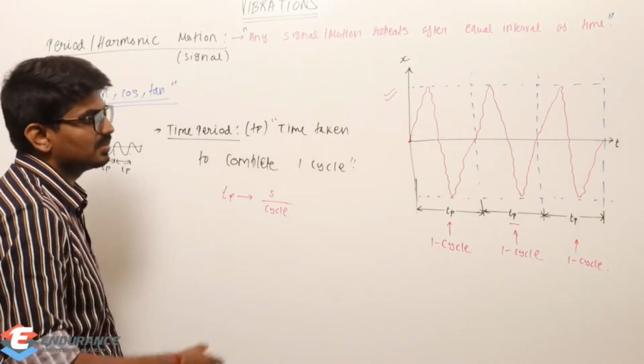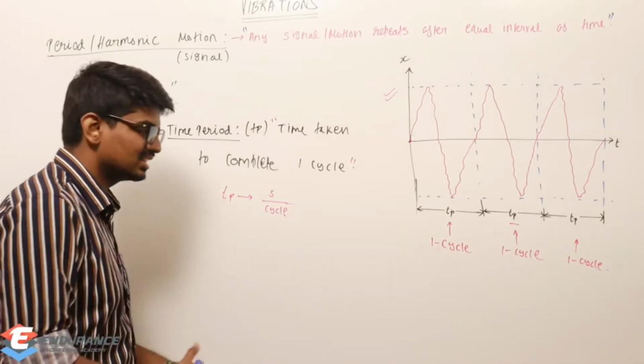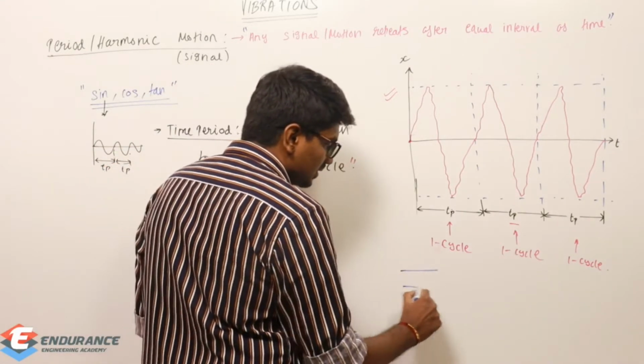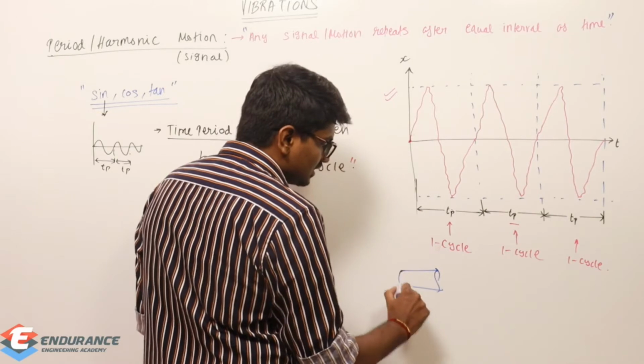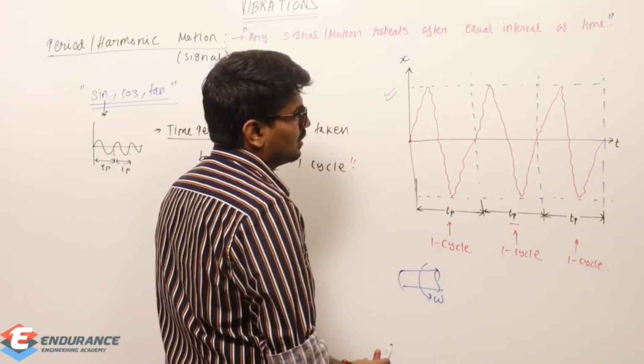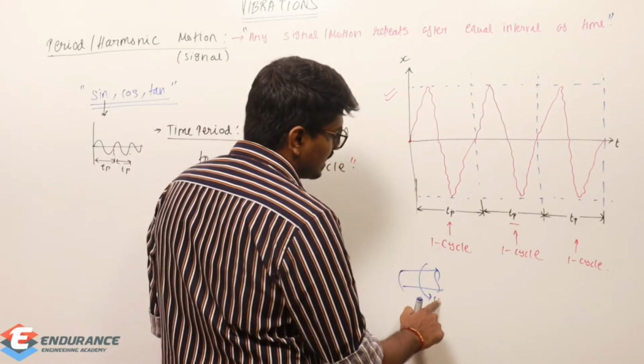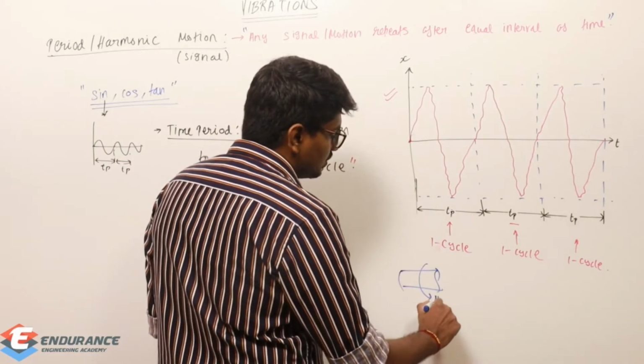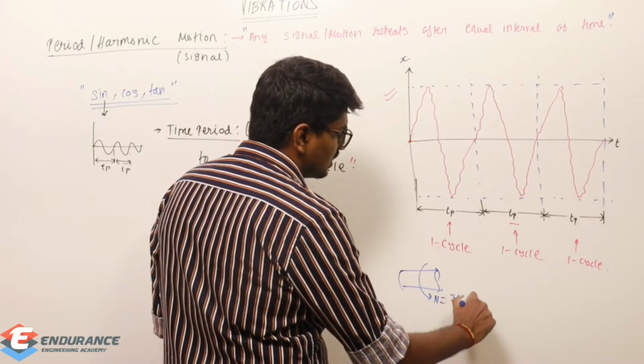Just giving you this example. As we move forward, we will be discussing many things. First, let me take an example of a shaft. Let us consider that the shaft is rotating with an angular velocity, omega. Or let me take the n value, n to be 3000 RPM.